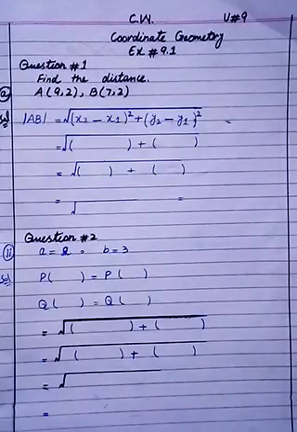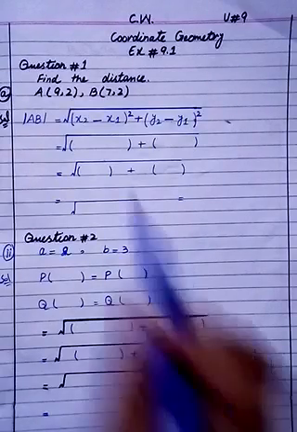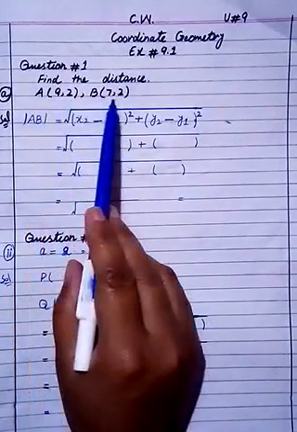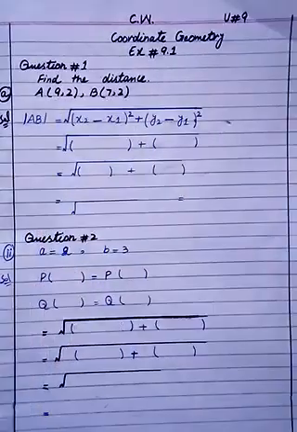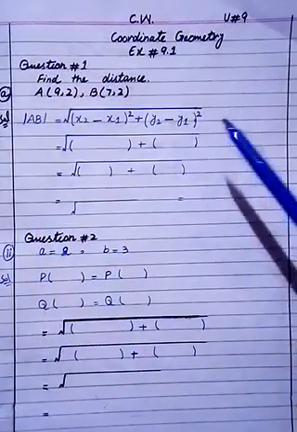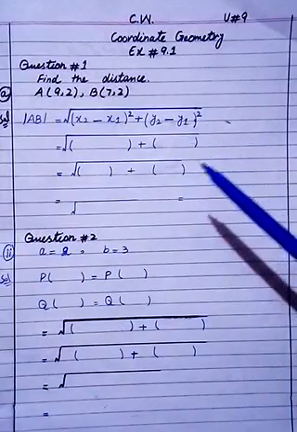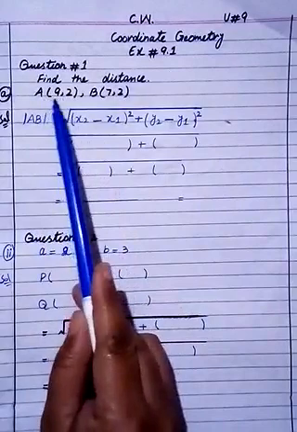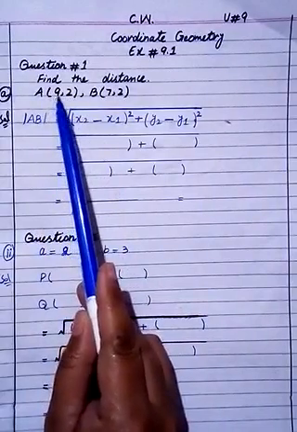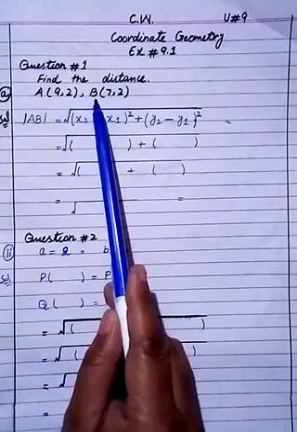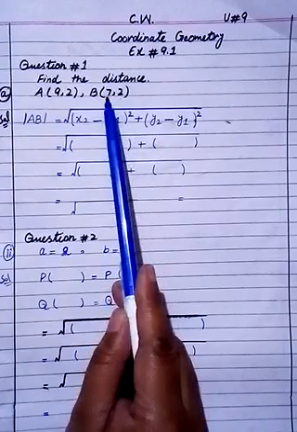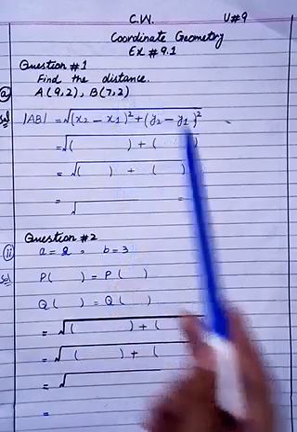First of all, we will start exercise 9.1, question number 1. Find the distance between the following pairs of points. Part A: first we will do A (9, 2) and B (7, 2). A is the first ordered pair, B is the second ordered pair. You know that in an ordered pair, the first value is x and the second value is y. For example, this is the first ordered pair A (9, 2), so x1 equals 9 and y1 equals 2. Now this is the second ordered pair B, so x2 equals 7 and y2 equals 2.